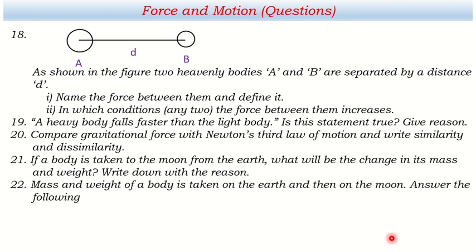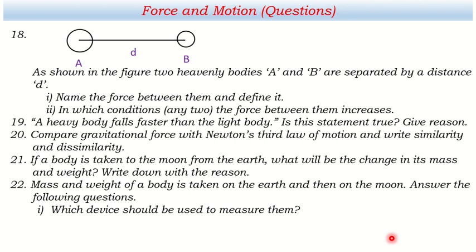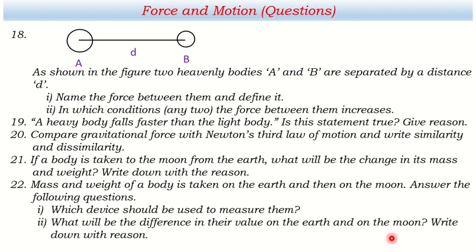Mass and weight of a body are measured on the earth and then on the moon. Answer the following questions. The questions are, which device should be used to measure them, and what will be the difference in their values on the earth and on the moon? Write down with reason. Which device is used on the earth and the same is used on the moon to measure weight and to measure mass? Okay, get it and write the reason.